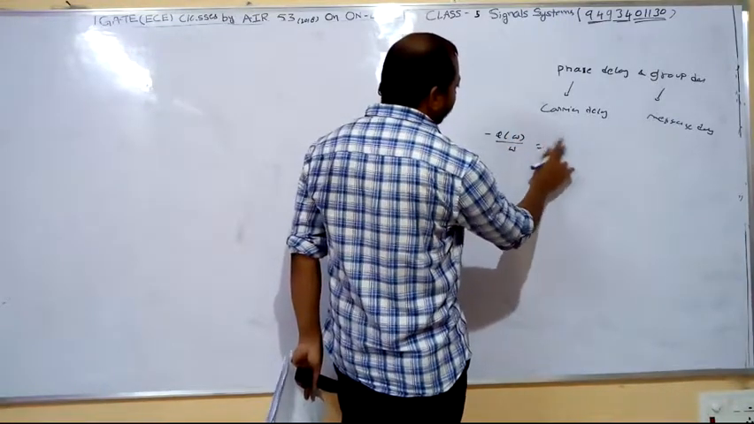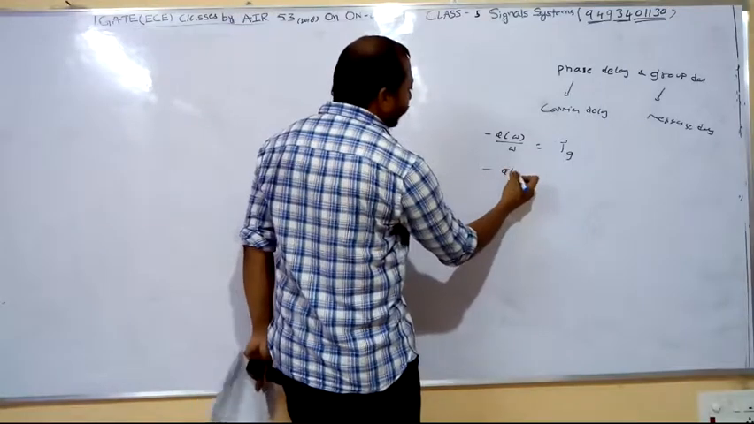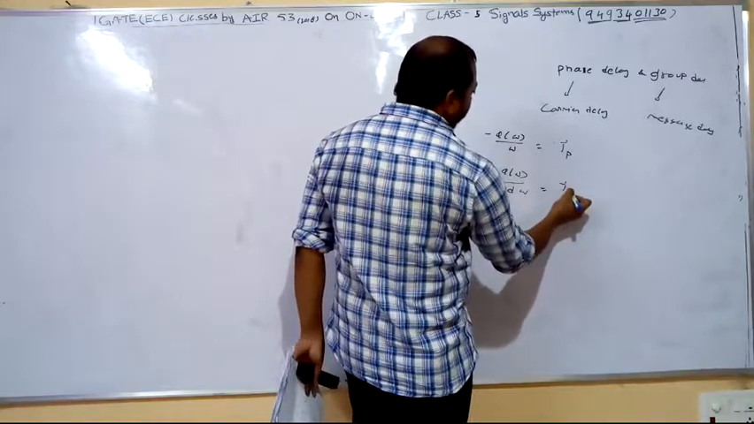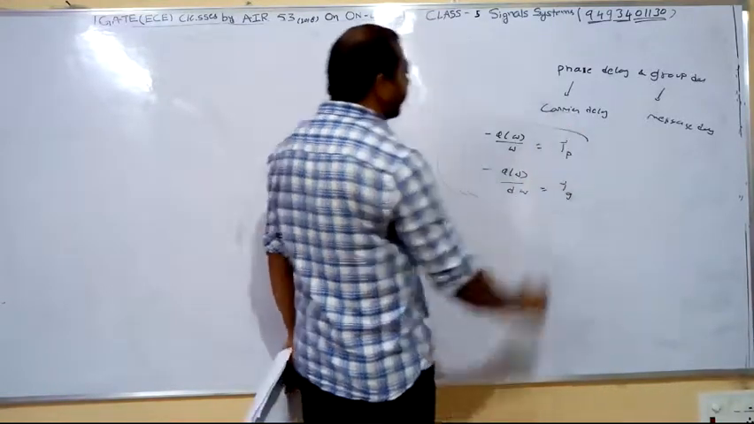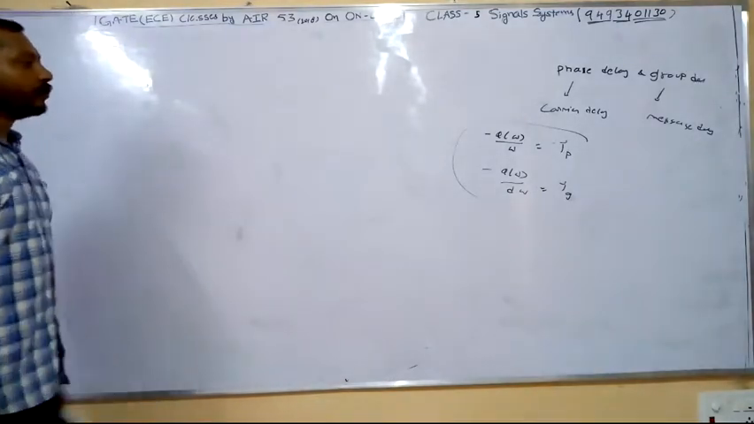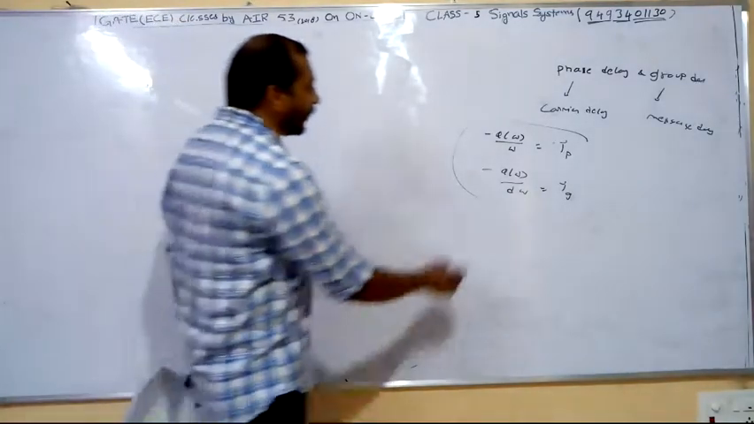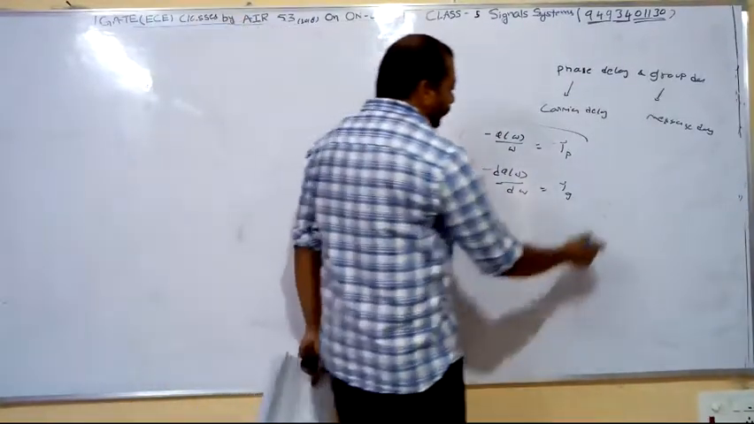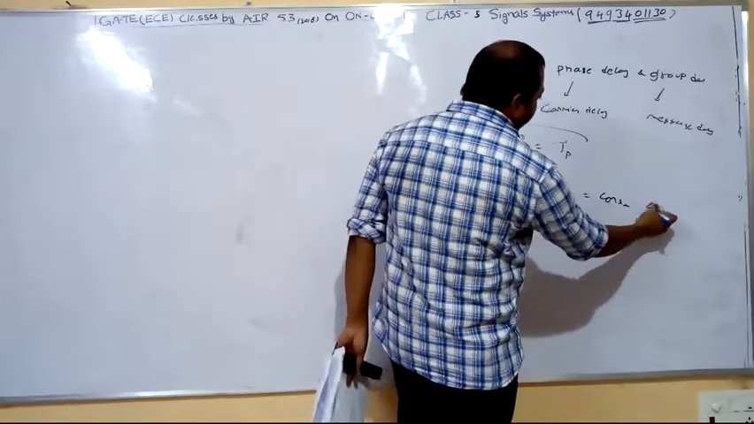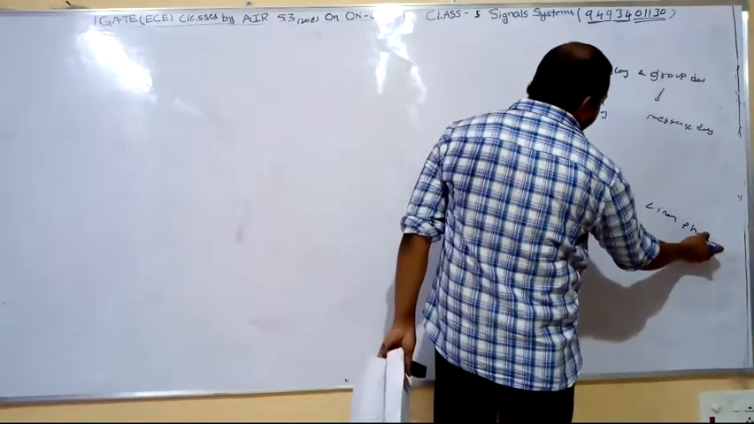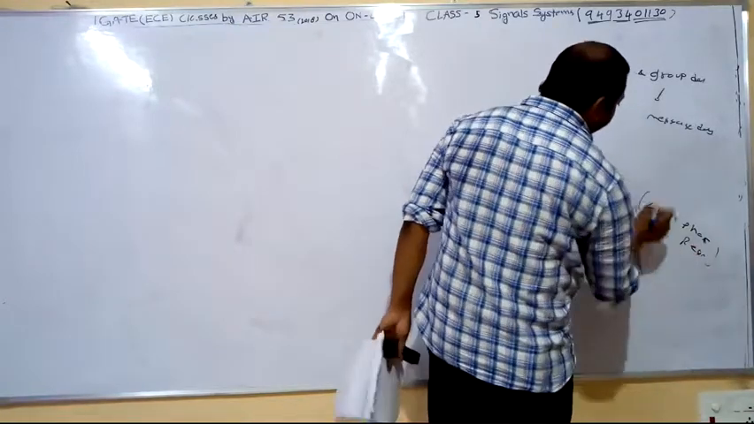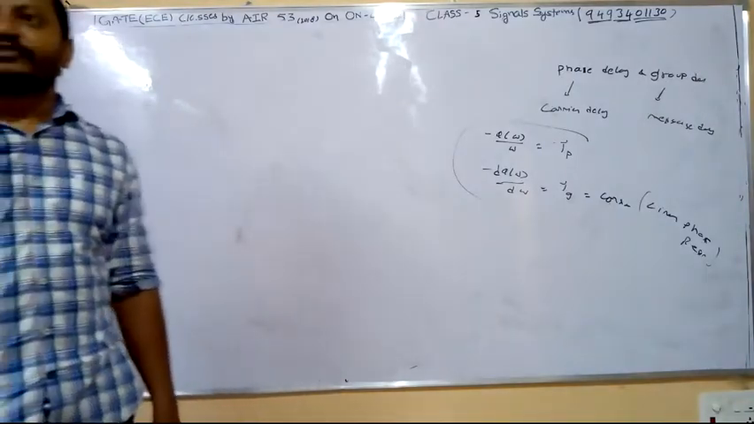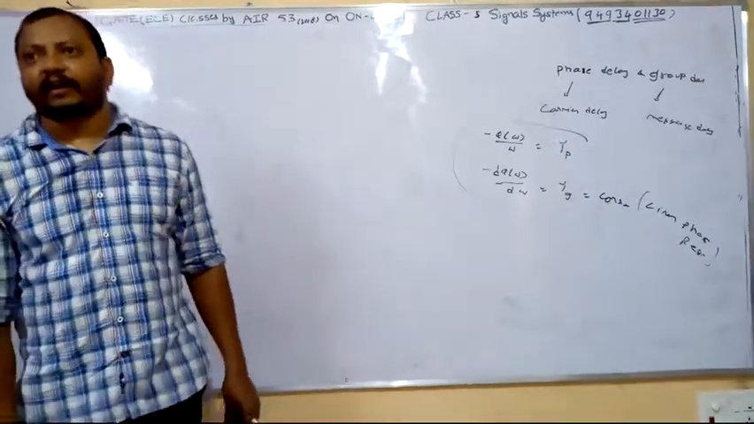The phase delay is represented by tau p, equal to minus phi of omega divided by omega, and the group delay is represented by tau g, equal to minus d phi of omega by d omega. That is the simple formula: tau p equals minus phi of omega by omega, and tau g equals minus d phi of omega by d omega, the differentiation of this. If this is equal to a constant, the corresponding system is called a linear phase response. If this is constant, it is very important. So to check the linear phase response, you have to calculate the group delay. If the group delay is constant, then that is a linear phase response.